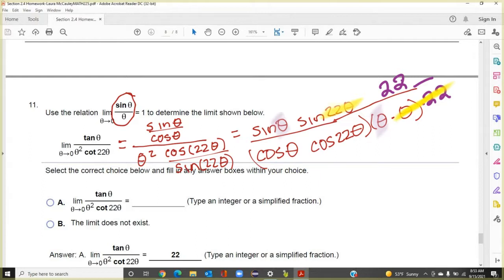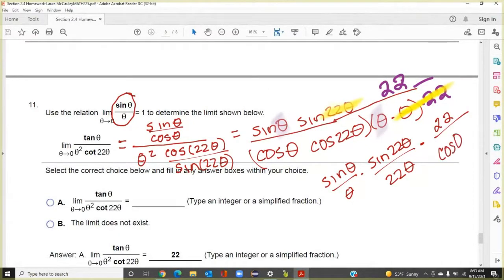So now I can rewrite this and match people up. So sine theta over theta times sine 22 theta over 22 theta times, let's write down what would be left over. So there's a 22 on top. On the bottom, there's a cosine theta and a cosine 22 theta. All right, so that accounted for everyone, right? We got this, this, and this. Check. We got this and this and this and this. All right, we got everybody.